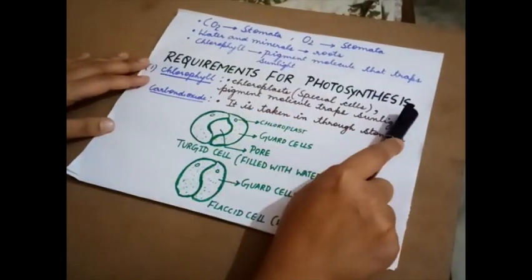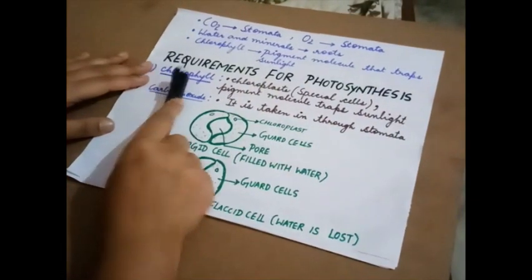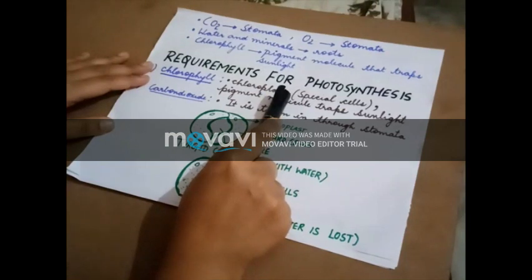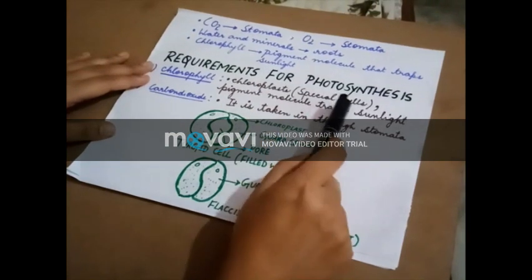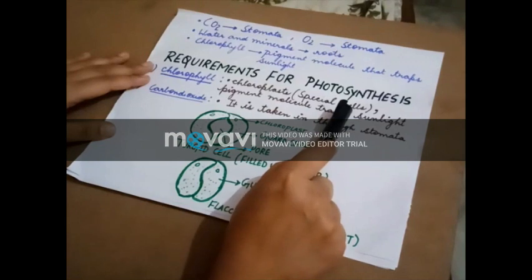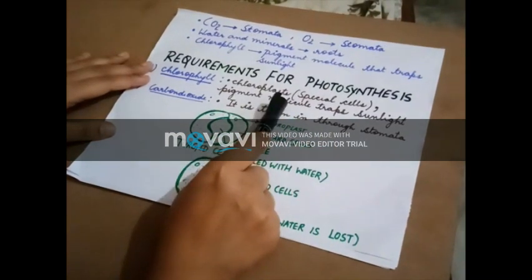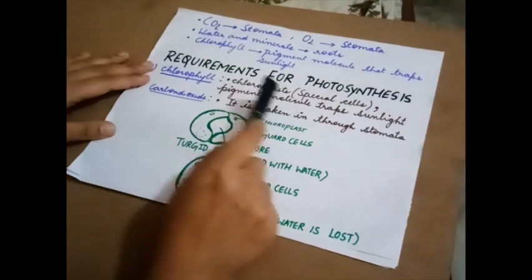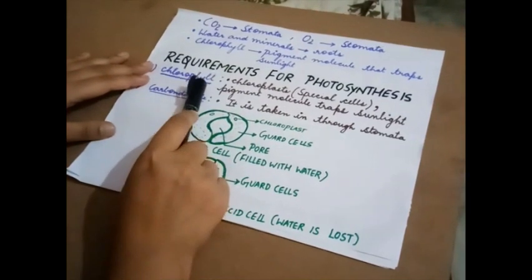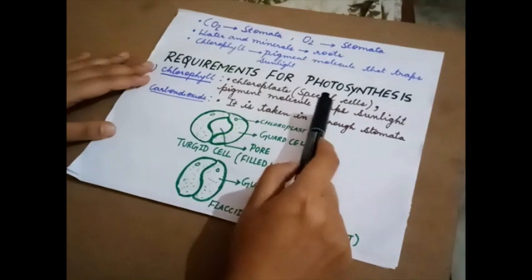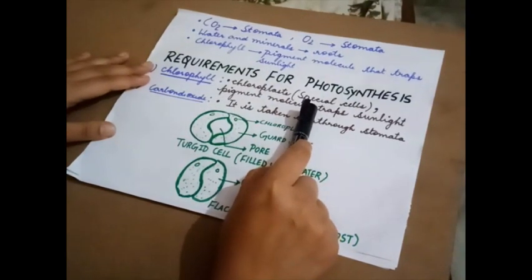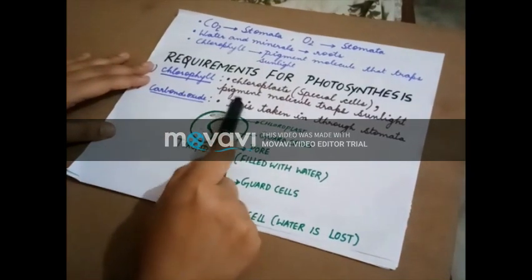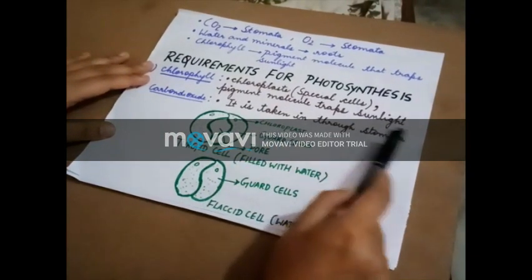Requirements for photosynthesis. Chlorophyll. Chlorophyll is found in the chloroplast. Chloroplast is a special cell organelle in which we have a pigment molecule that imparts color, which is why chlorophyll is called a pigment molecule. This pigment molecule, chlorophyll, traps sunlight. Carbon dioxide is taken in through the stomata.